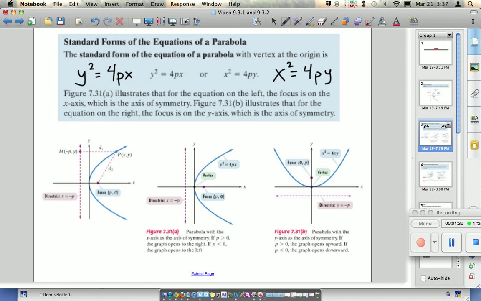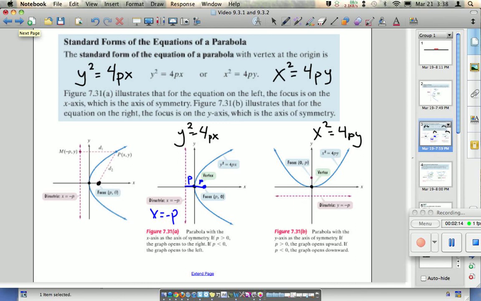One thing to note, we have these parabolas. The vertex is at 0, 0 for all of these. The one on the left, of course, is y squared equals 4px, and the one on the right is x squared equals 4py. What's important here is that p is the most important piece, because the focus is p away from the vertex. This is the length of p. And of course, that means this is also a length of p from the vertex to the directrix, the line. So that makes the line at x equals negative p.